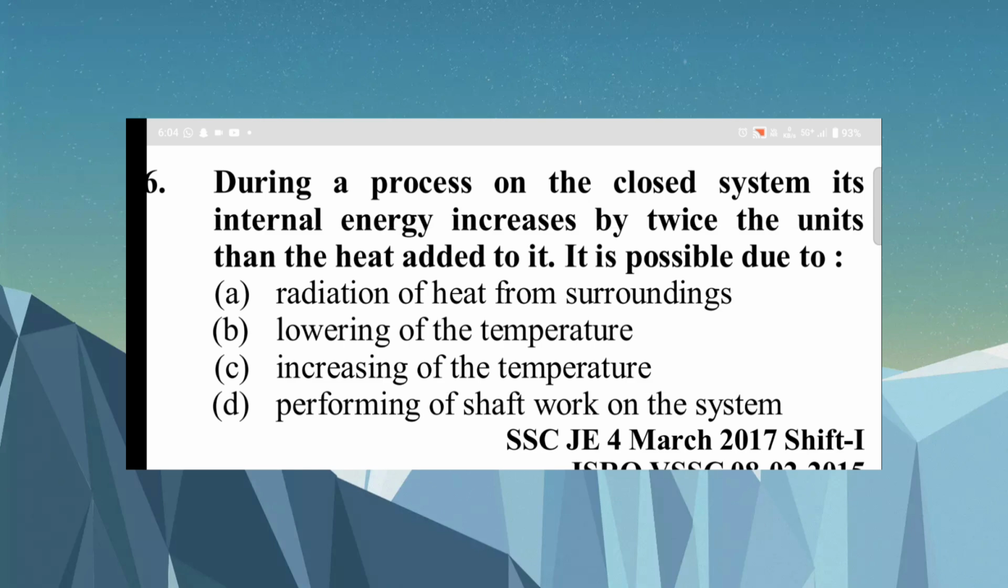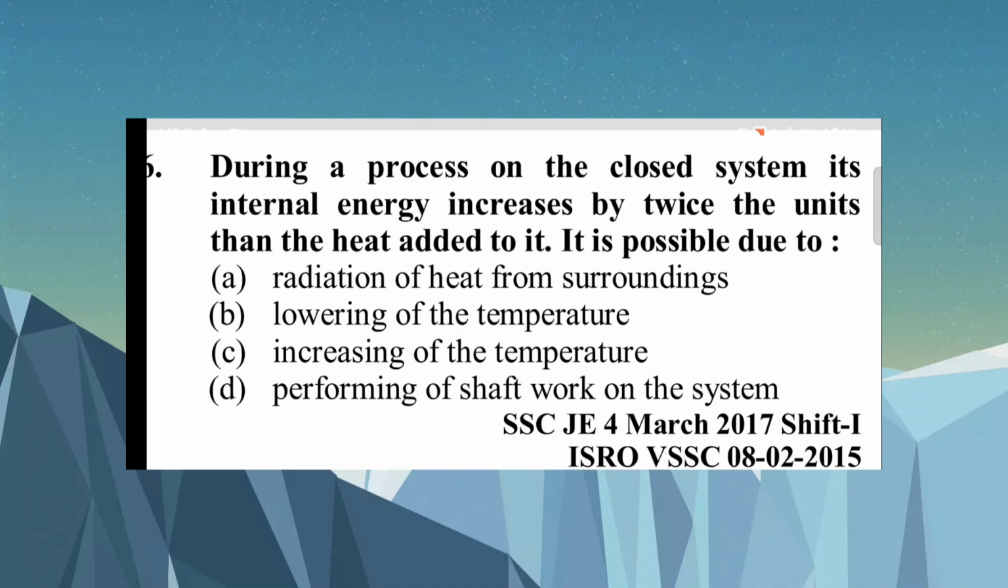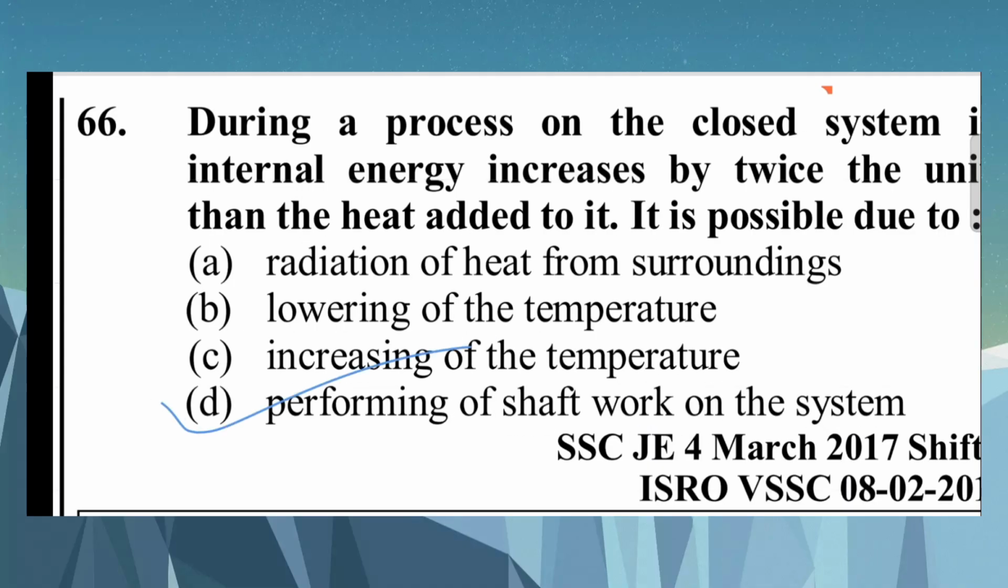Next question. During a process on a closed system, its internal energy increased by twice the unit of the heat added to it. It is possible due to: A, Radiation of the heat from the surrounding; B, Lowering the temperature; C, Increasing the temperature; D, Performing of the shaft work on the system. D, Performing of the shaft work on the system.